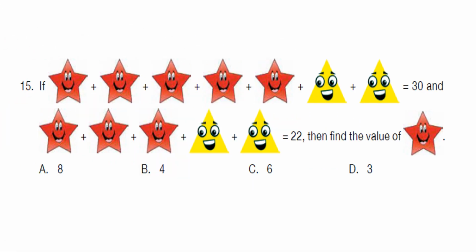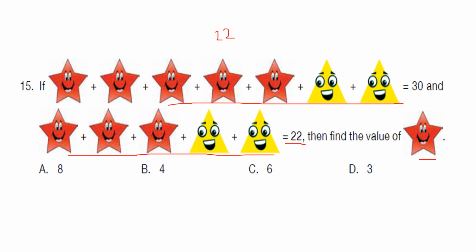Question number 15. If star plus star plus star plus star plus triangle equals 30. That means 5 star plus 2 triangle equals 30. And 3 star plus 2 triangle equals 22. Then find the value of star. Kids, look at this question. There is 3 star plus 2 triangle. The value is 22. So we can put this value here. 3 star plus 2 triangle. This is 22.